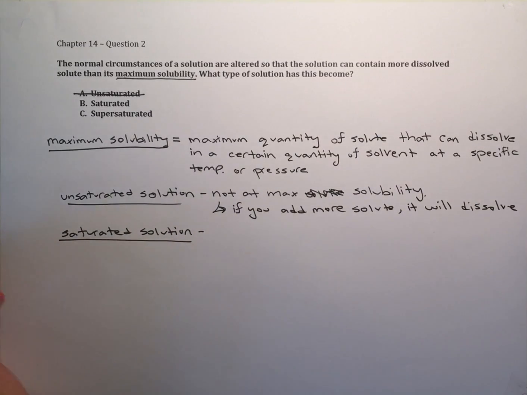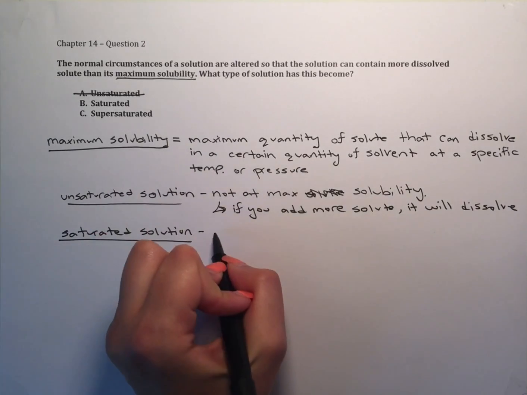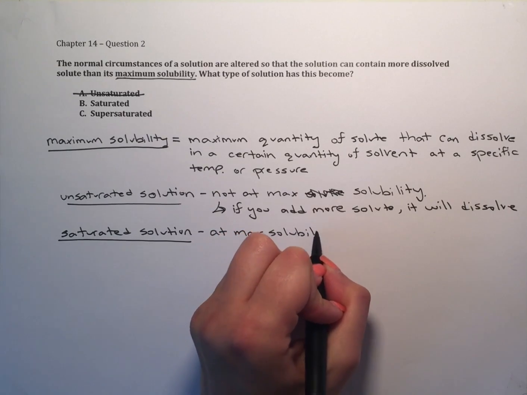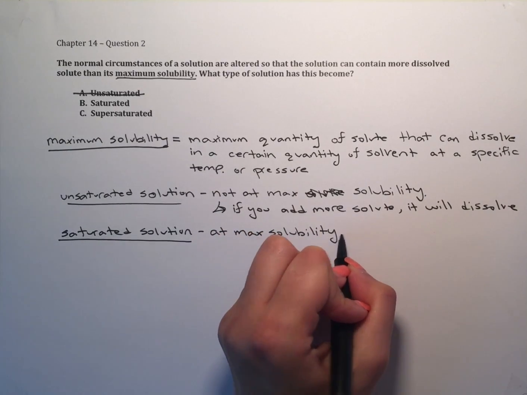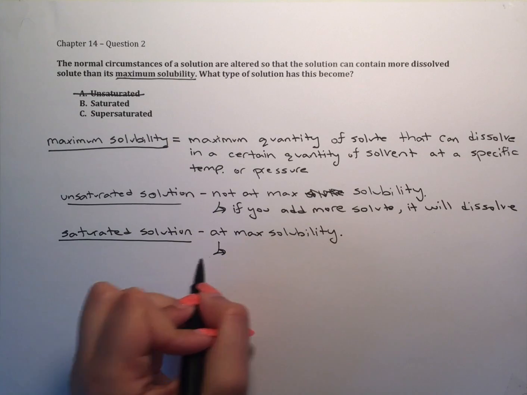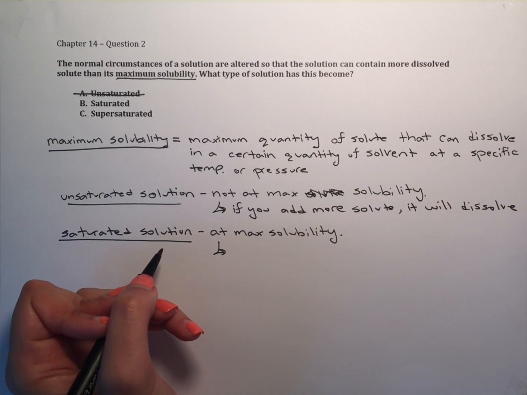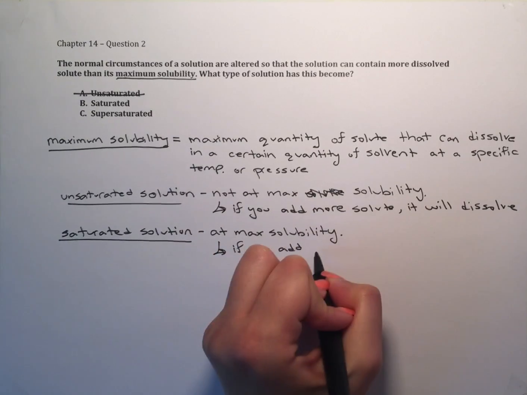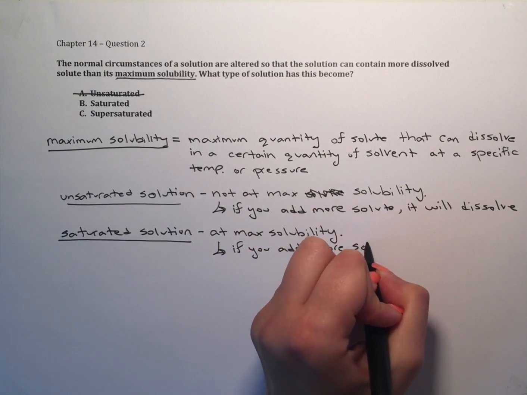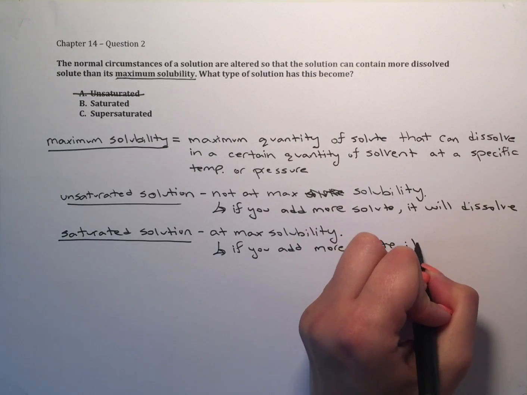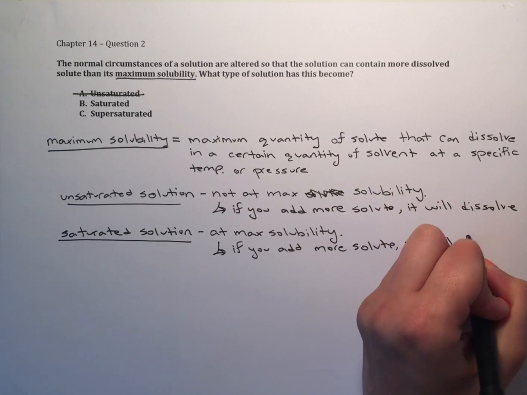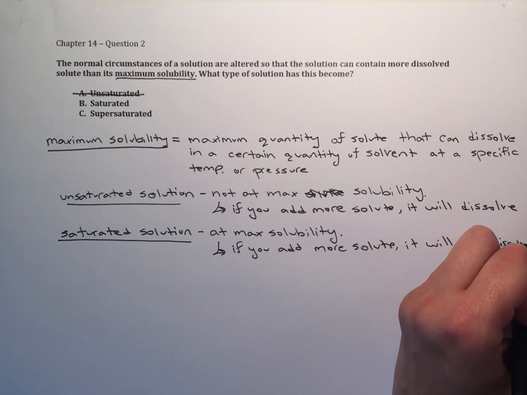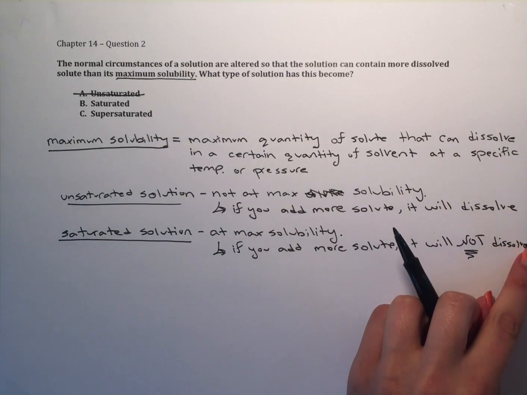In a saturated solution, we are perfectly at our maximum solubility. And what this means is that if you add any more solute, it will not dissolve. I hope that's clear. That's an E.